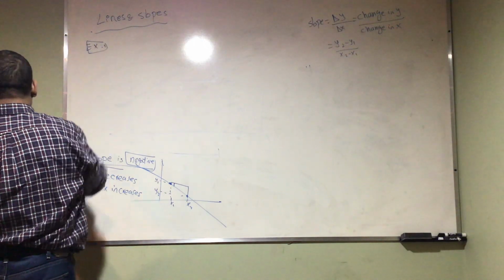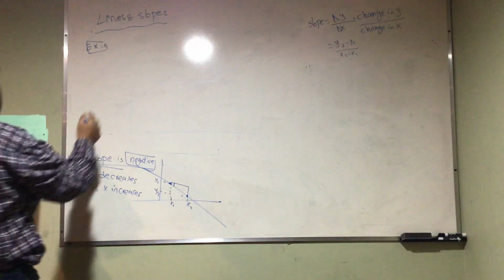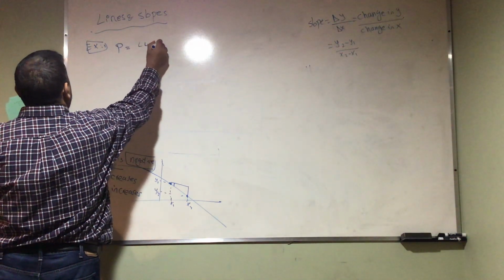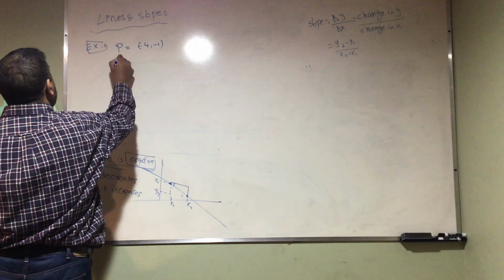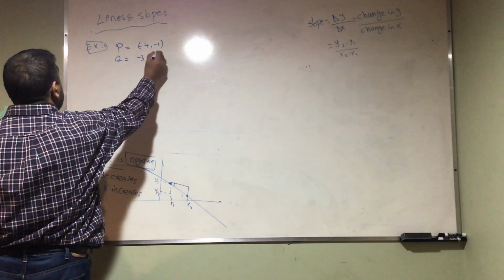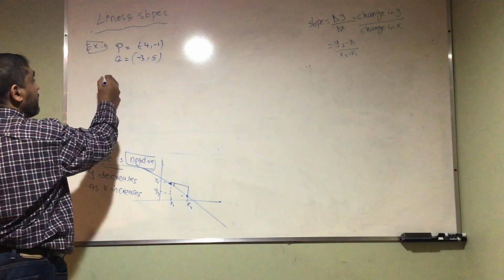Example number 2 here: if I consider P equal to (4, -1) and Q equal to (-3, 5). Now how do you go ahead and compute the slope? How to compute the slope here?